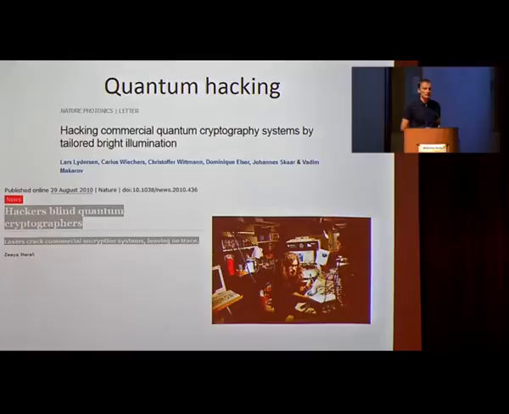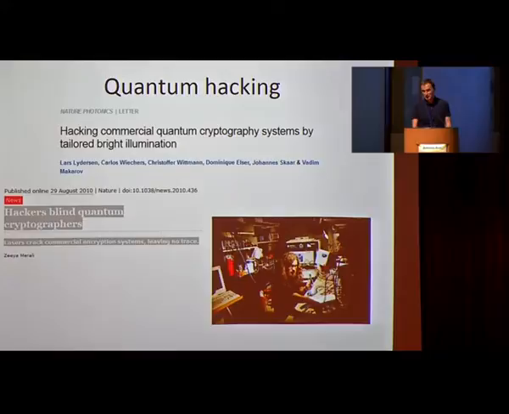And somehow it was a surprise, because in principle this form of cryptography was unbreakable. And this is what I was telling you, in a way. So, am I lying to you? What is happening here? How come?